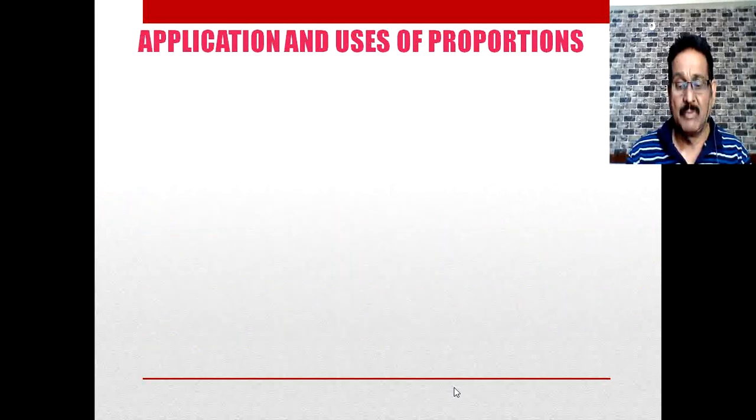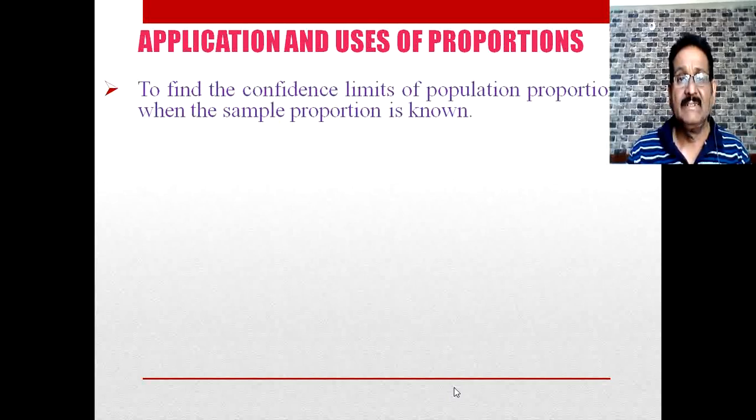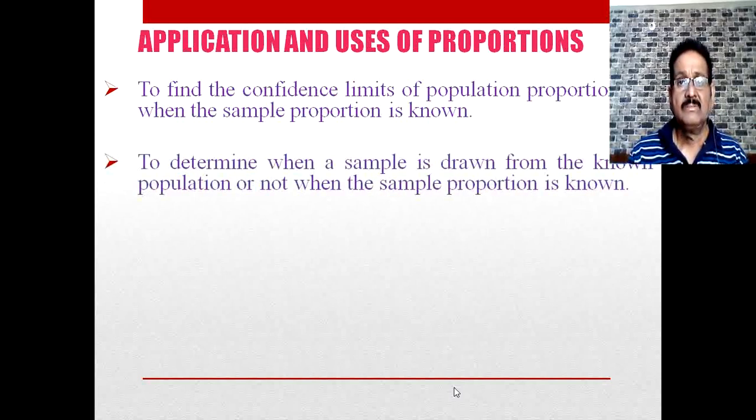Application and uses of proportion: to find the confidence limits of population proportion, denoted by capital P, when the sample proportion is known. Because in some cases the sample proportion may or may not be observable or available when we want to use it. So to determine when a sample is drawn from the known population or not, when the sample proportion is known. So there may be two conditions: when the sample proportion is known and when it may not be known.